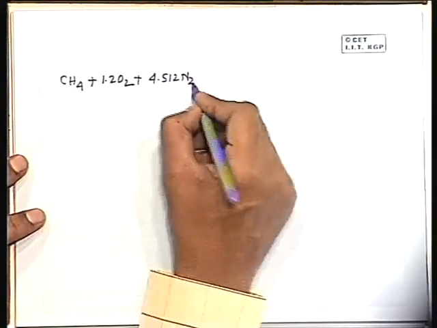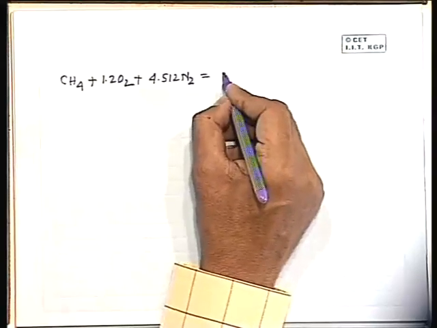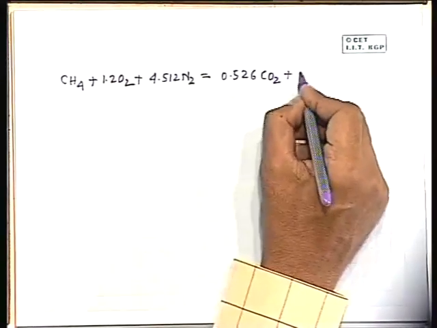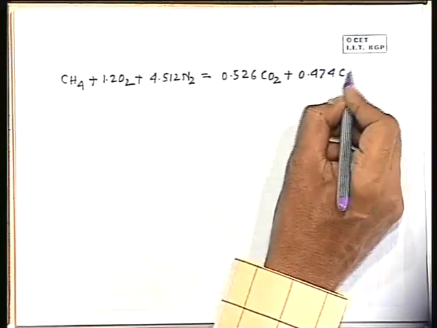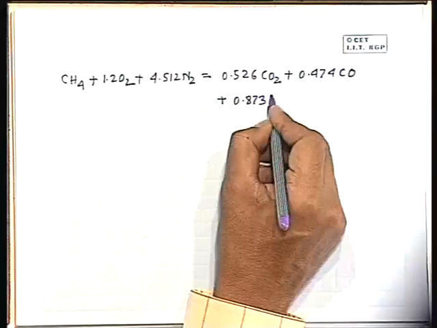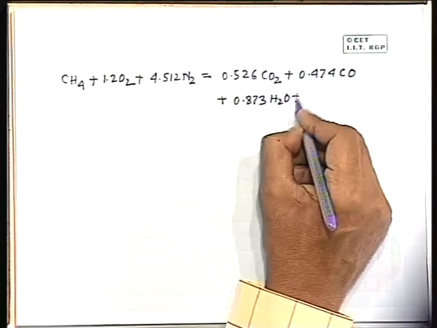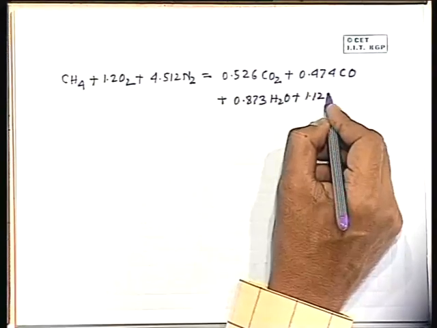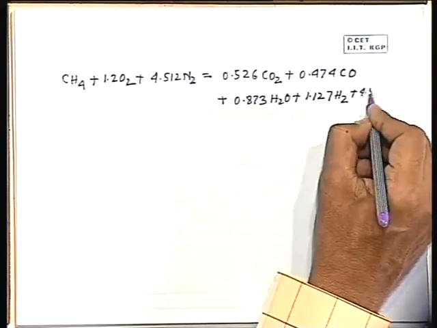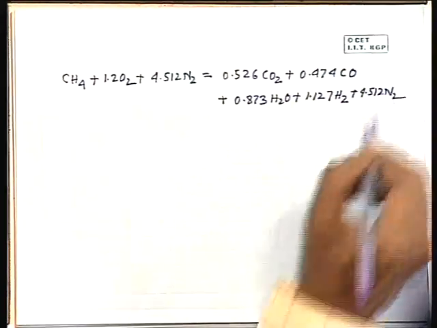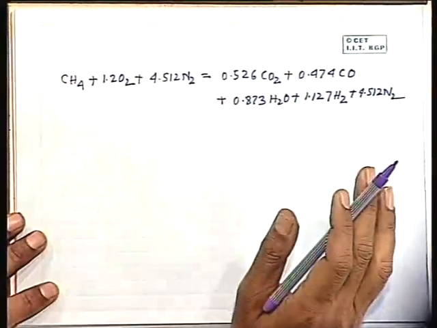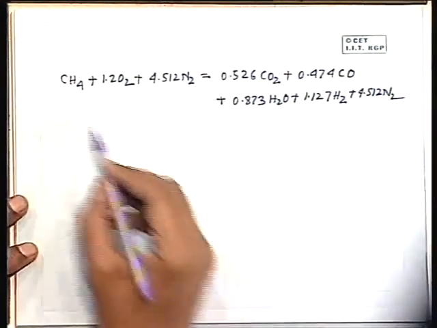You see your class note: initially, equals, now A is known, 0.526 CO2 plus 0.474 CO plus 0.873 H2O plus 1.127 H2 plus 4.512 N2. Complete. That means this is the chemical equation. The next part is very simple. What is Q?